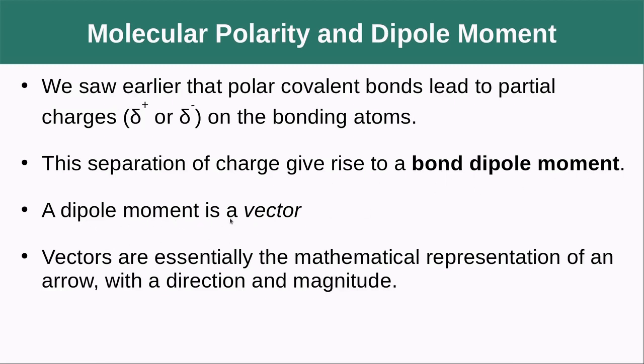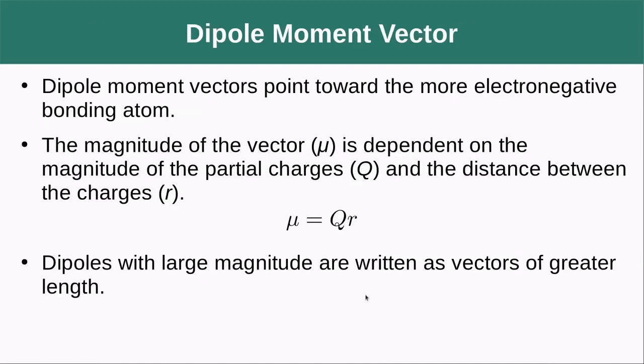A dipole moment is a vector. Vectors are essentially mathematical representations of an arrow with a direction and a magnitude. Our dipole moment vectors are going to point towards the more electronegative bonding atom. The magnitude of the vector, given by mu, is dependent on the magnitude of the partial charges and the distance between the charges. So as the distance increases, the dipole moment is going to increase. We pull those two charges apart, inputting energy, which is going to yield a higher dipole moment.